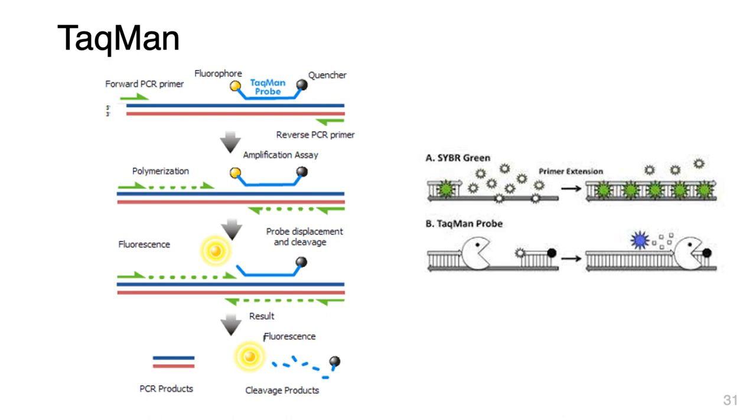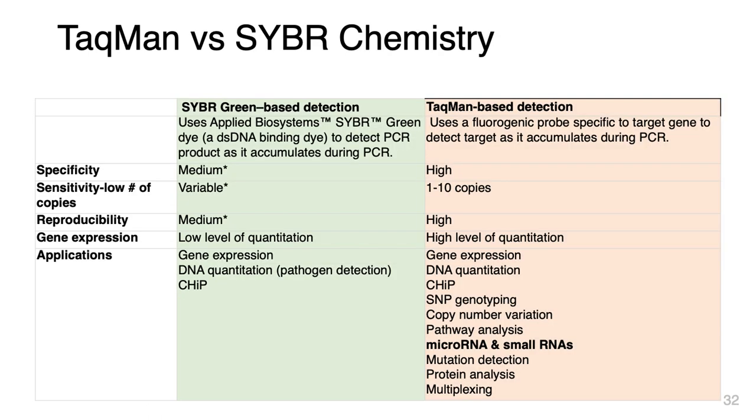On the right side, you can see the differences between SYBR Green and TaqMan. In SYBR Green, you're actually incorporating a fluorescent dye into the new template, whereas in TaqMan, you're taking a probe that was attached to the DNA and now chomping it away to be free and fluorescent, picked up by the quantitative PCR instrument. Comparing the features of TaqMan and SYBR Green chemistry, we can see that there are differences in their specificity, their applications, their reproducibility, et cetera.